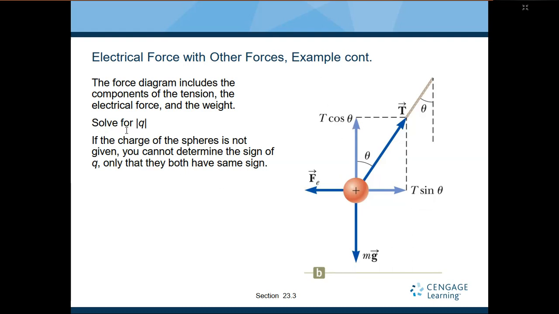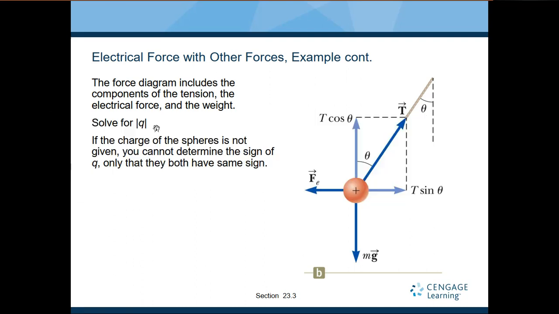Now the task here is to solve for Q. Maybe this is just a working assignment for you, how to find Q. How can you solve for Q here? Let's use the component method of vectors. So you need to work on how to solve for this Q.